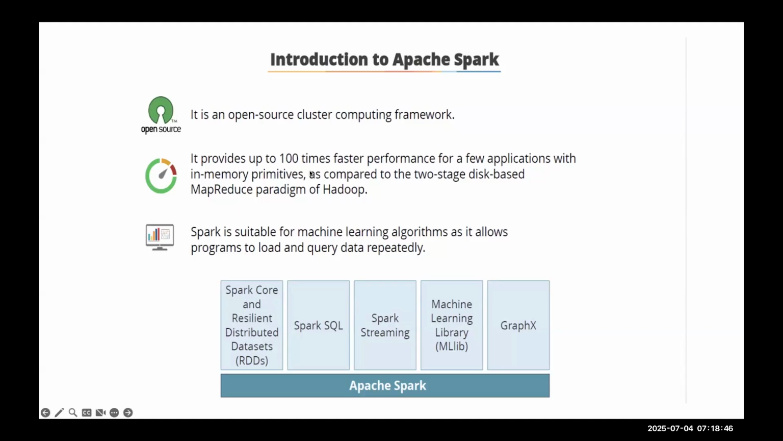Okay, got it. So that's the core, and about in-memory we'll see what in-memory is and how it is faster.